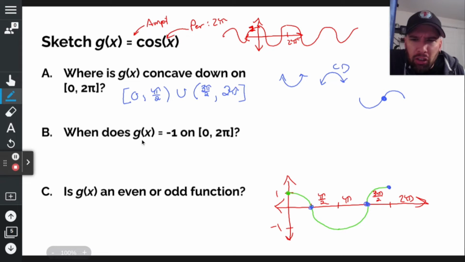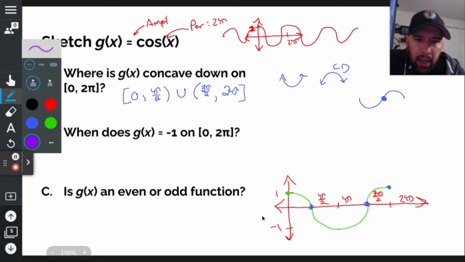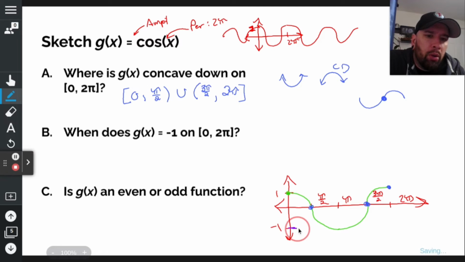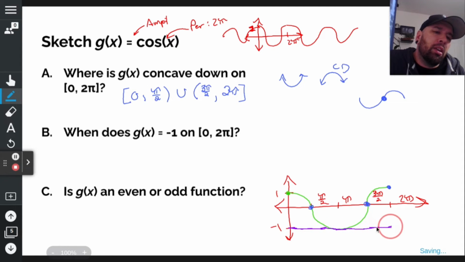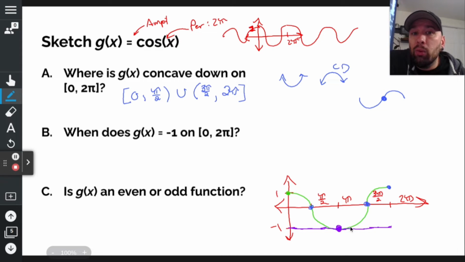When does g of x equal -1 on the same interval 0 to 2 pi? Okay, well, -1 lives right here, so nothing, nothing, nothing, nothing, nothing, nothing, u, nothing, nothing, nothing. So right here at pi, we hit -1, and that's the only spot. Okay, so g of x is -1 when x is pi and only pi.